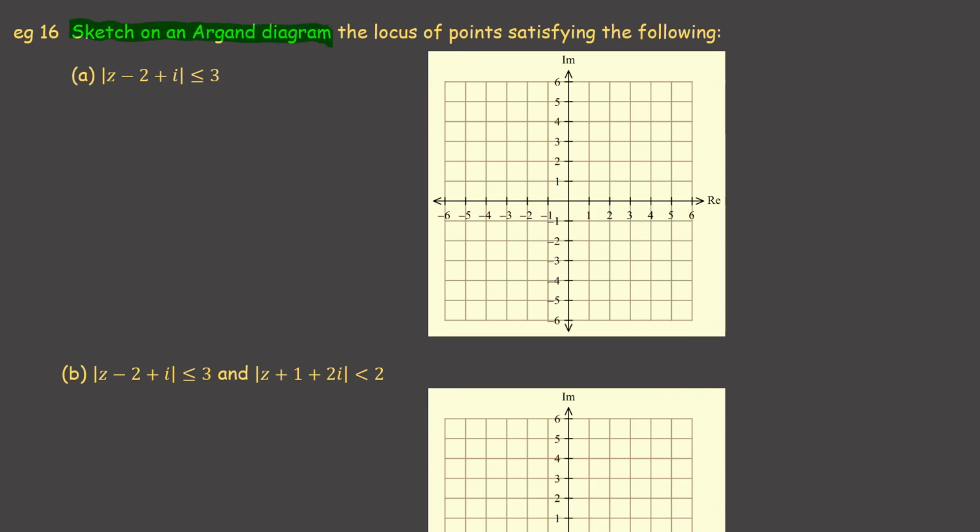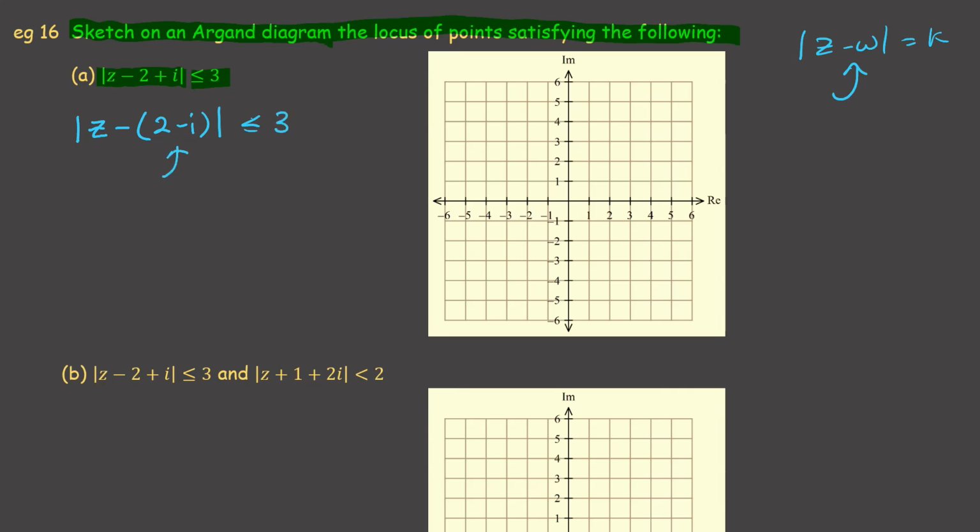Sketch on an Argand diagram the locus of points satisfying the following. Now the first one we have is mod z minus 2 plus i is less than or equal to 3. Now remember we looked at mod z minus w equals k. So I always rewrite these so that it looks like this. So it's going to be mod z take away 2 minus i. If you think about re-expanding what I've got inside the modulus, you'll see it is the same thing. And that is going to be less than or equal to 3.